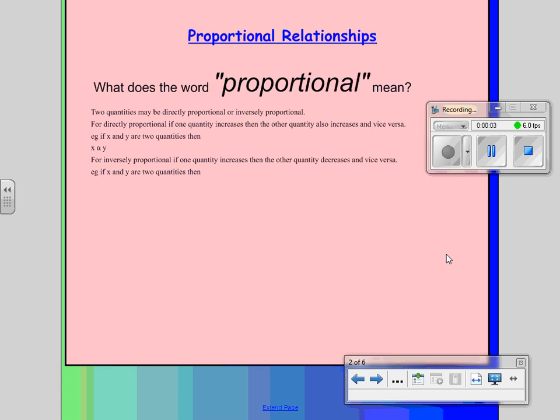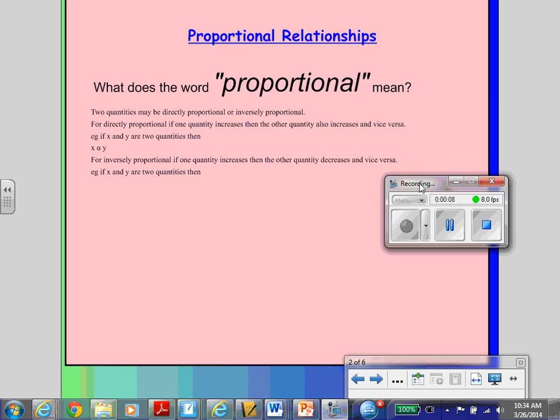Alright, we're talking about proportions. What does the word proportional mean? It means that two ratios, or not necessarily ratios, are equal to one another. And the different ways we think about proportions is that two quantities may be directly proportional or inversely proportional.